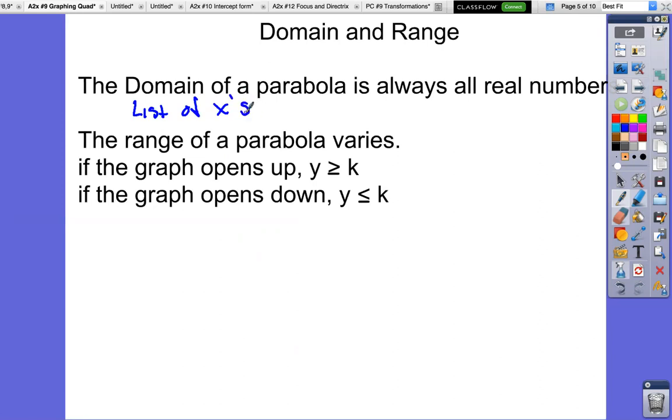That's all your domain is. And I know we've kind of talked about this before. List of x's or what x can be. Remember, your x's go left and right. So on all of these parabolas, your domain is going to be all real numbers because arrow to the left, follow it along, arrow to the right, there's no break in this graph. And that's what that means. All of these x values are accounted for. It is all real numbers.